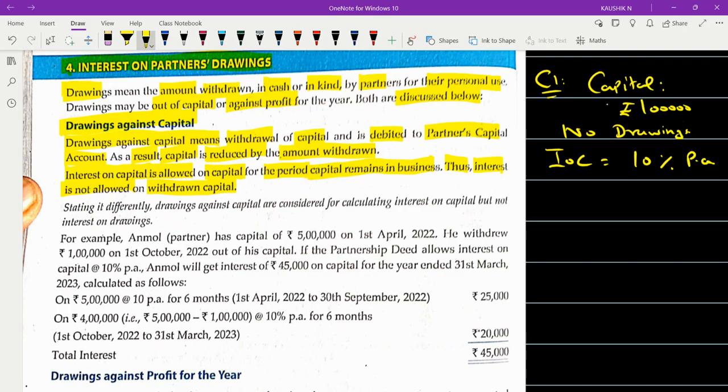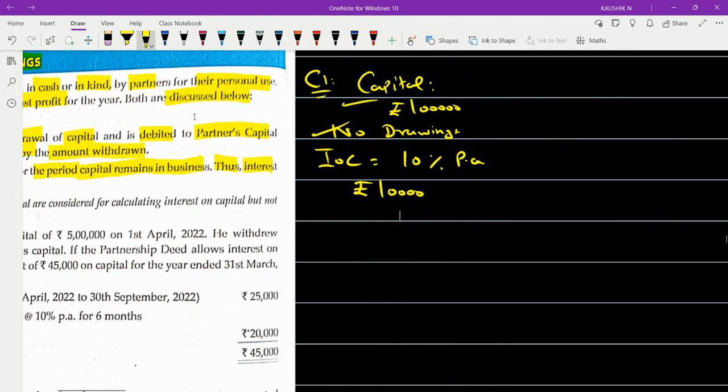I have 1 lakh rupees as my capital. I have not done any drawings, there is no drawings at all, and the deed says 10% per annum is interest on capital. So how much will the interest on capital be in this case? Rupees 10,000. Okay. Now let me do another one.